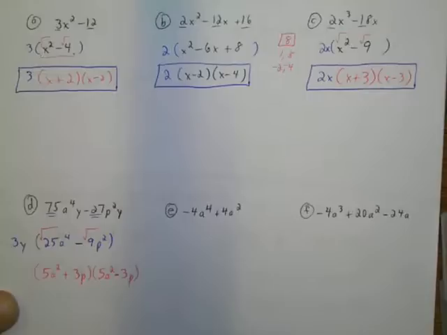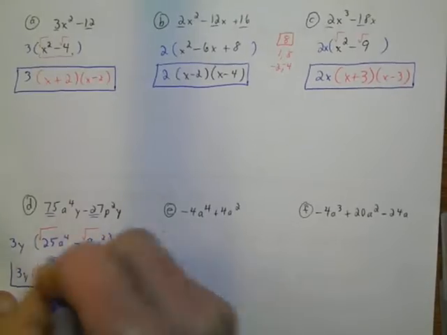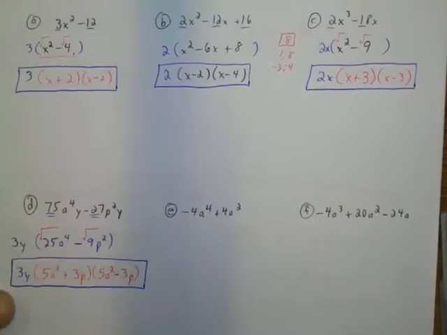If you need to, go back and look at that section where we were talking about the difference of squares, because that's the difference of squares. It gets us the red part, and 3y is the new part that we're looking at in the factoring.